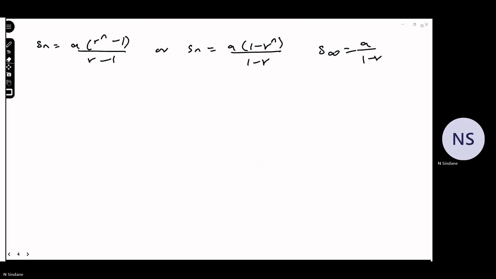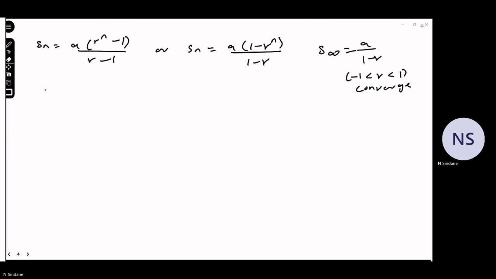Those are the formulas that you need to know, and this goes with a condition for when you can use it: when your value of r is between negative 1 and 1, meaning it converges. Now, let's get a question.